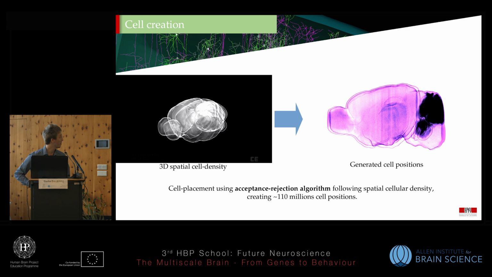So what we did, we developed an algorithm, which is a pretty simple acceptance rejection algorithm. What it does is it creates positions randomly in space, but not just randomly, but also by following the spatial density that we have here. So it has a higher probability of creating cells in a voxel that has a high intensity than anywhere else. And we run this algorithm until we create 110 million cell positions, which is the number that we get from literature for the entire mouse brain. So that you can see on the right.